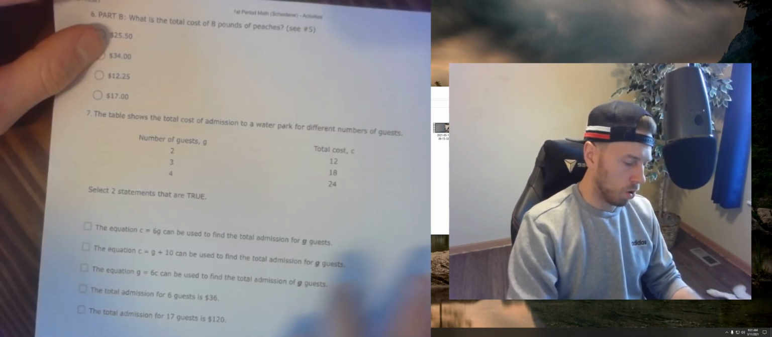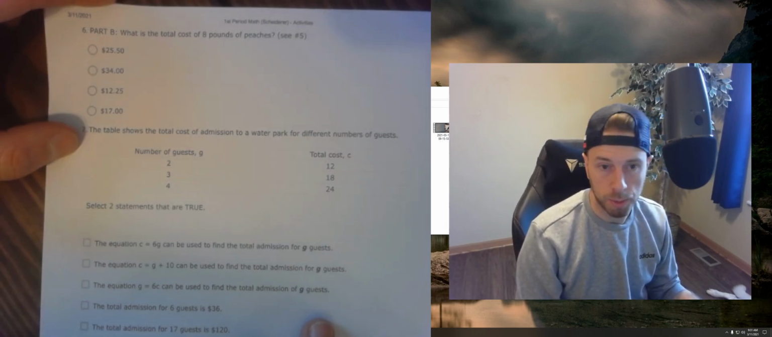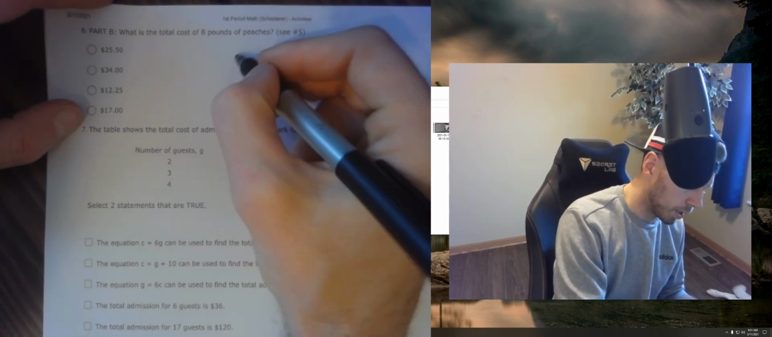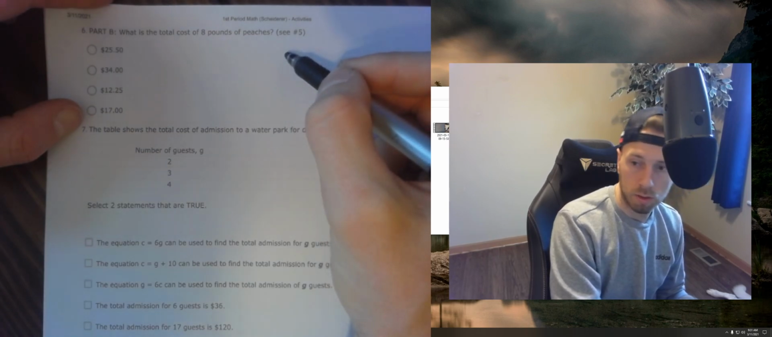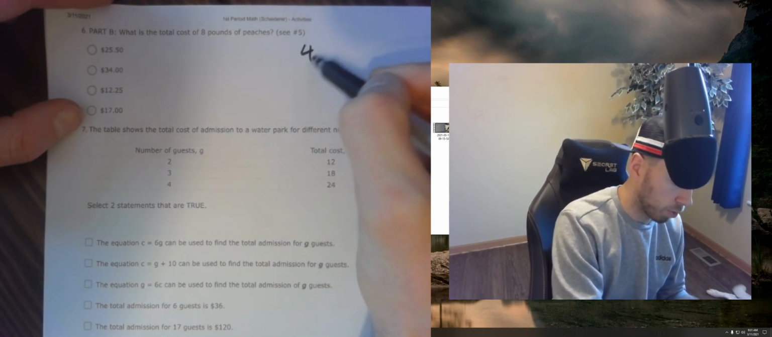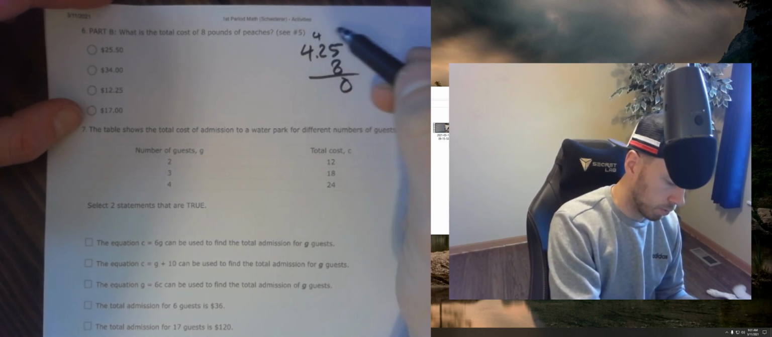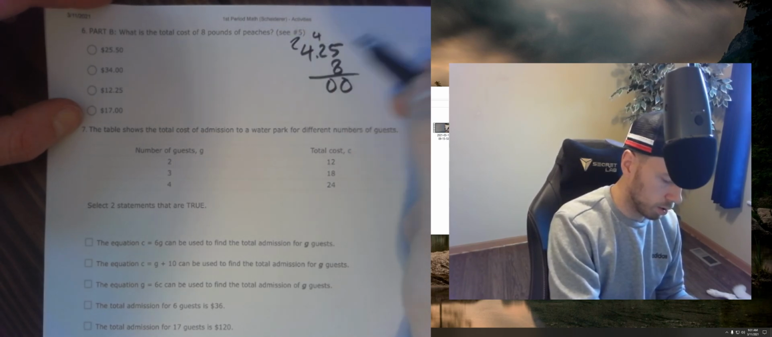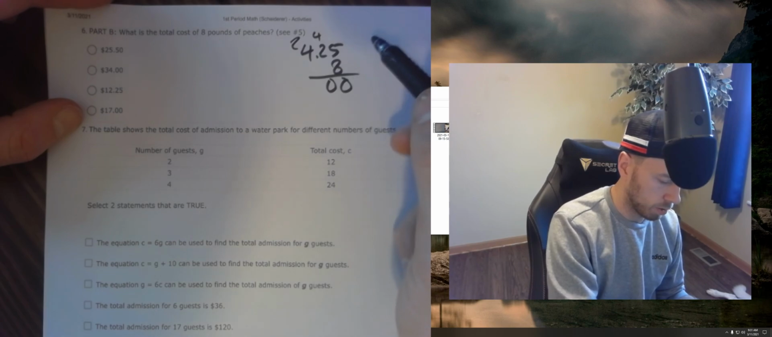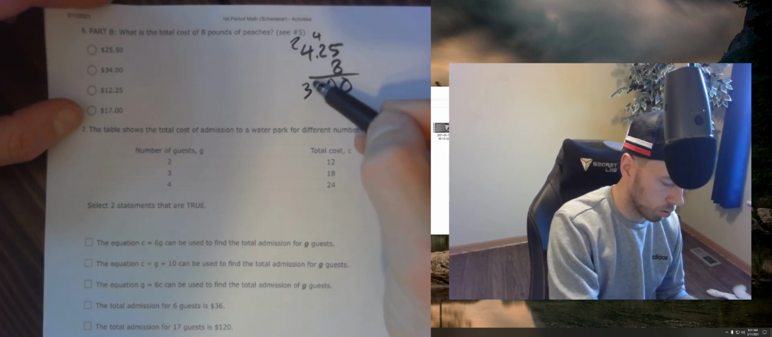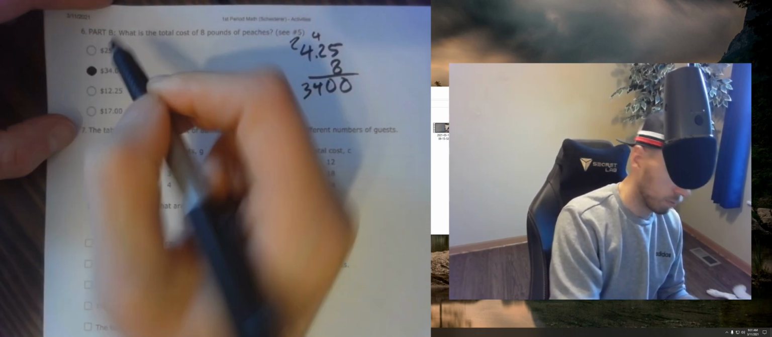Number 6. What is the total cost of 8 pounds of peaches? Based on the last problem, we just plug in 8 to the equation, and we multiply 4.25 times 8, and that's 20, 32, 34. Just like that.